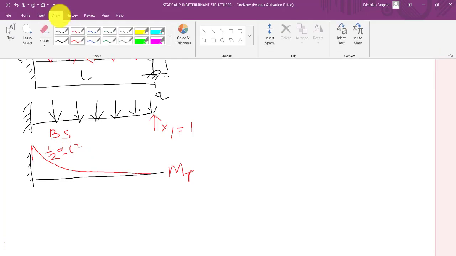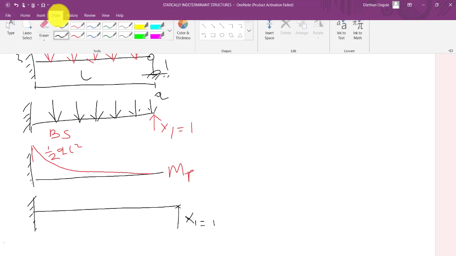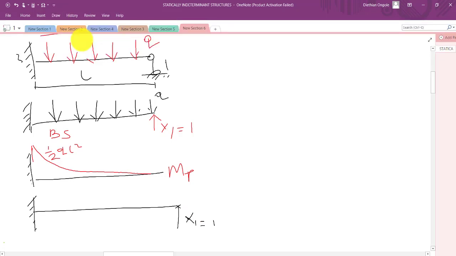Then I draw the bending moment diagram due to the action of the unit force x1. x1 is equal to 1. This one pushes it upwards, so our tension region is down. So we draw our bending moment diagram on the lower end, since it's the part that is under tension. That forms a triangular shape, of magnitude force times distance, which would be L. Having drawn our bending moment diagrams, this is M, M1.